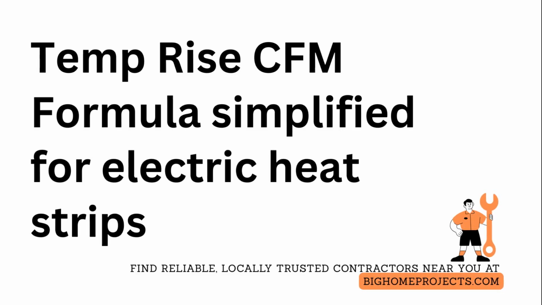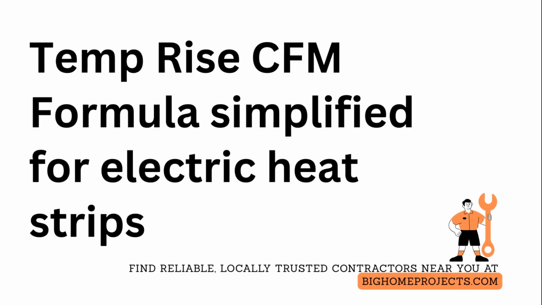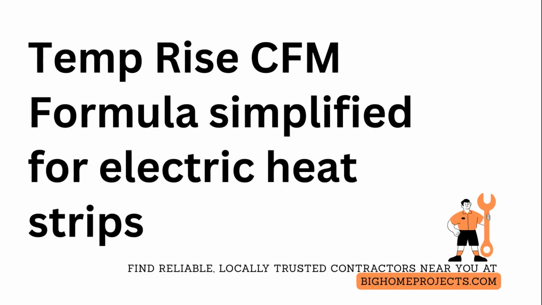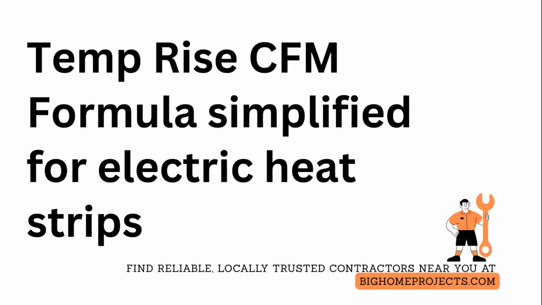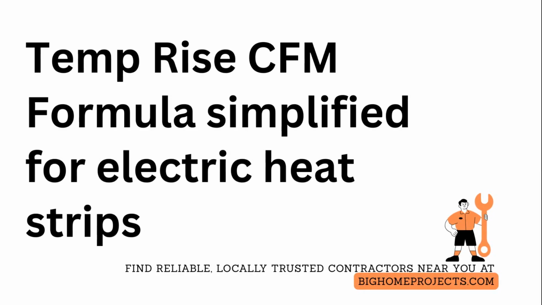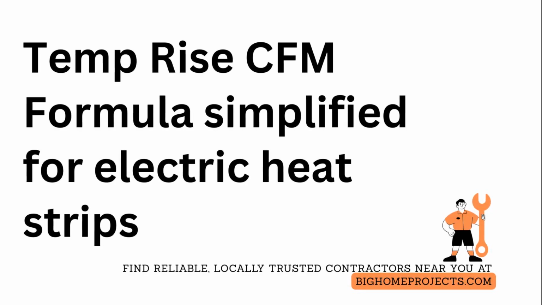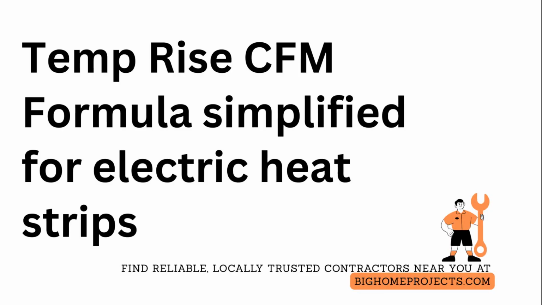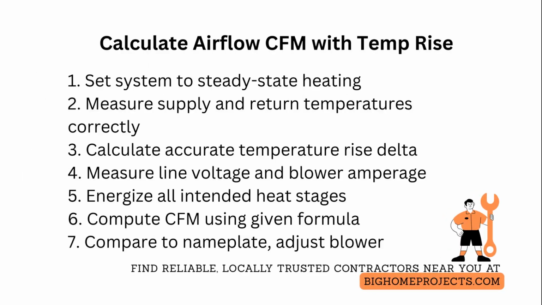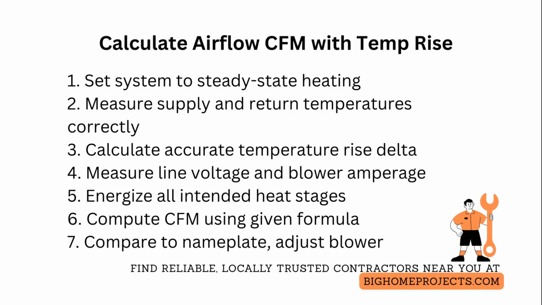Use the heat-based airflow calculation to nail your furnace or air handler cubic feet per minute by multiplying voltage by amperage by 3.414, then dividing by 1.08 times temperature rise to get a fast, field-accurate cubic feet per minute estimate for heating mode. Grab a clamp meter and thermometer and let us set up cleanly before crunching numbers.